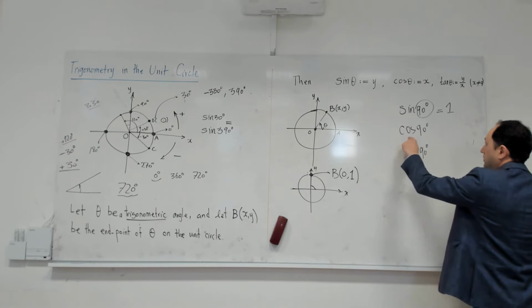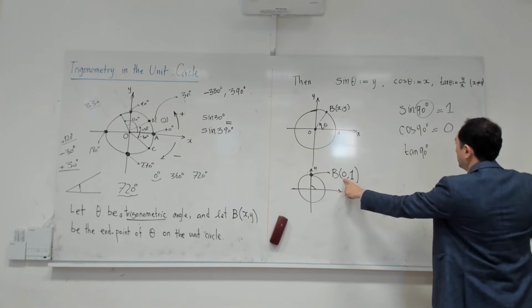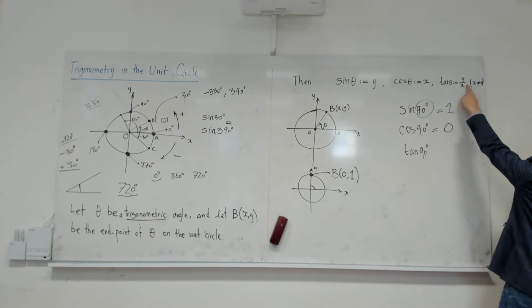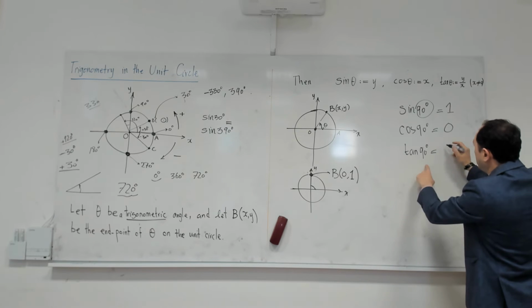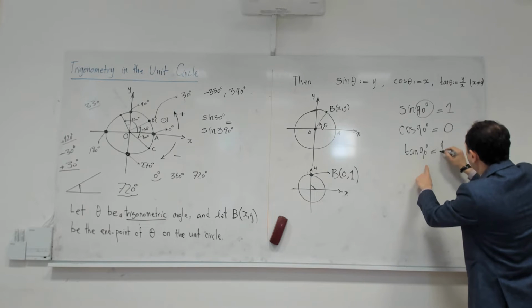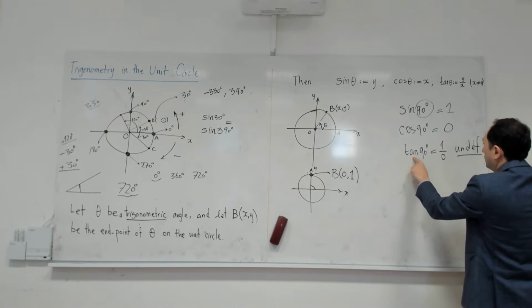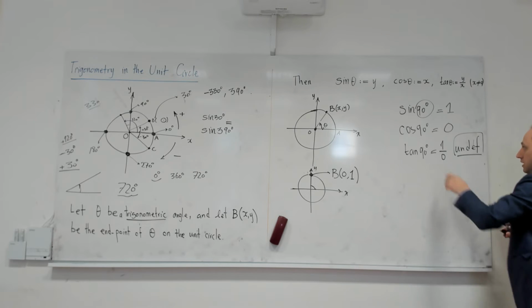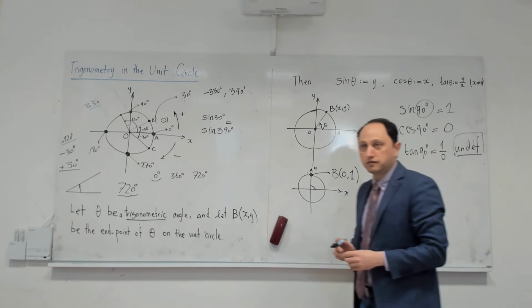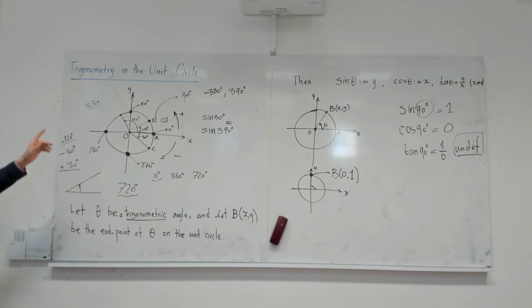And if I ask you what is cosine, cosine is what? 0. The x-coordinate, which is 0. And then y divided by x is what? Undefined, because you see I divide y by 0. If you take your calculator and punch this in, you get an error message or something. So tangent of 90 degrees is not defined, okay? So that is the idea of trigonometry in the unit circle.